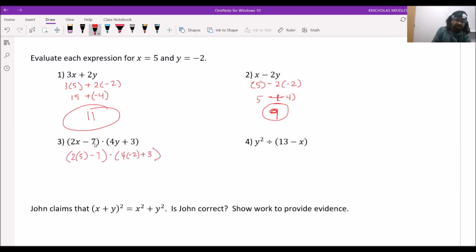Okay. So I need to do this first. 2 times 5 is 10. 10 minus 7 is 3 over here. 4 times negative 2 is negative 8, plus 3 is negative 5 over here. 3 times negative 5, negative 15.